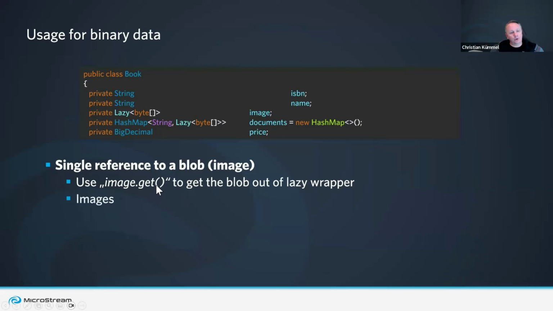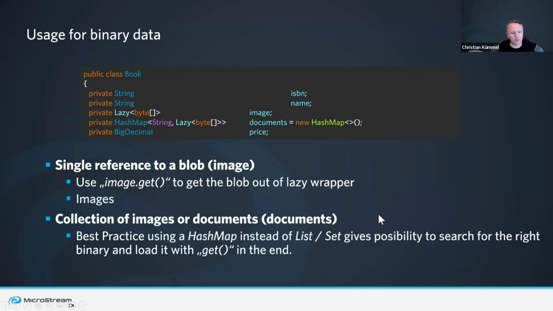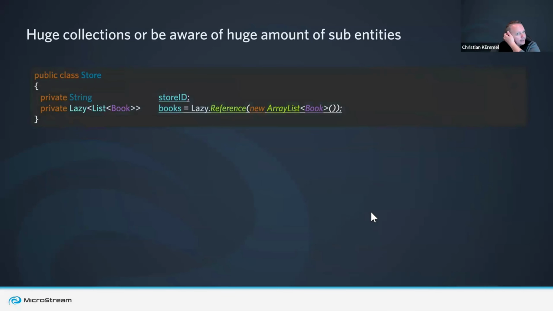Okay, as I said, when you call the get method, the data will be loaded at the end. So, best practice: using a hash map. I already explained that, instead of list and set. Lists and sets are great collections, I would say, but they are not made for huge data. So the definition of huge, let's say, a million objects. Maybe it makes sense to use different collections at the end.